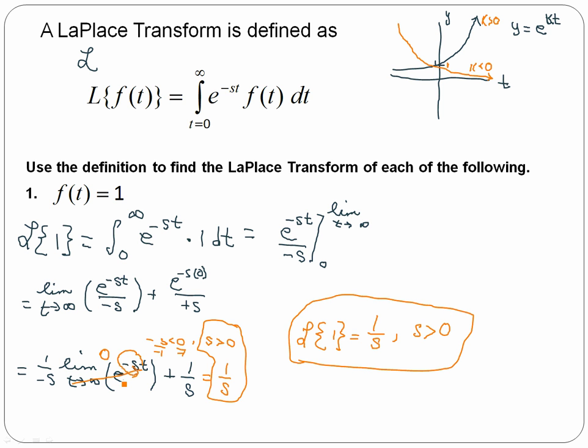Notice that when s is less than 0, then I'll go back to my graph here. When s is less than 0, I have this graph that's increasing, and the limit at infinity is going to be infinity. And this function won't really be usable. You would end up with infinity for everything. So we really want this e to the negative st to cancel out.